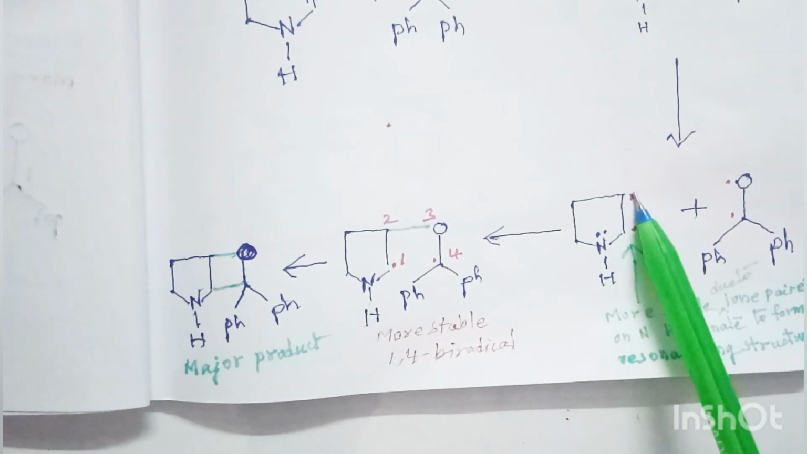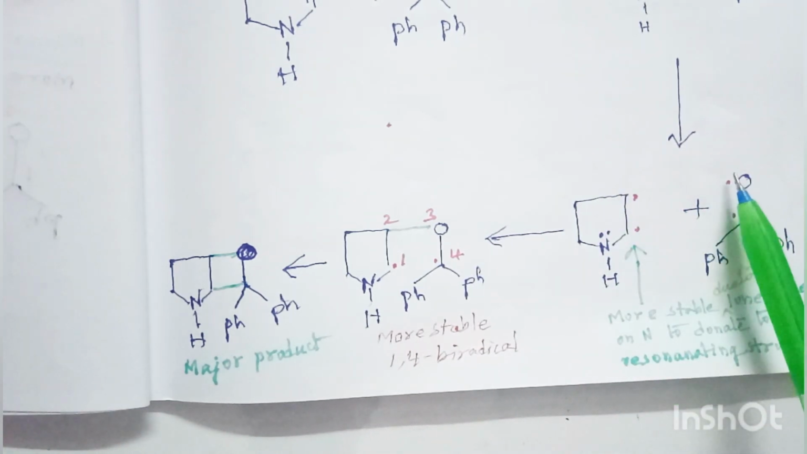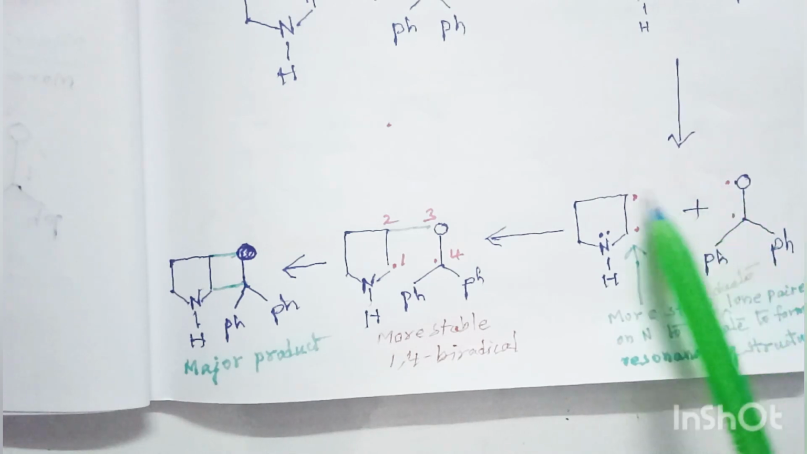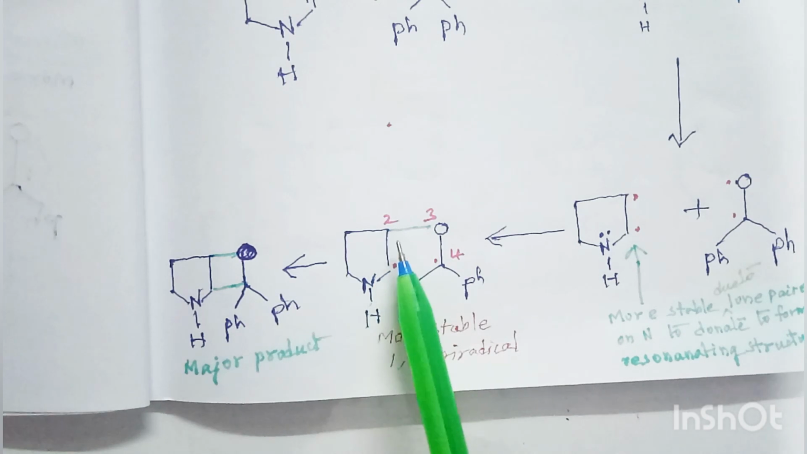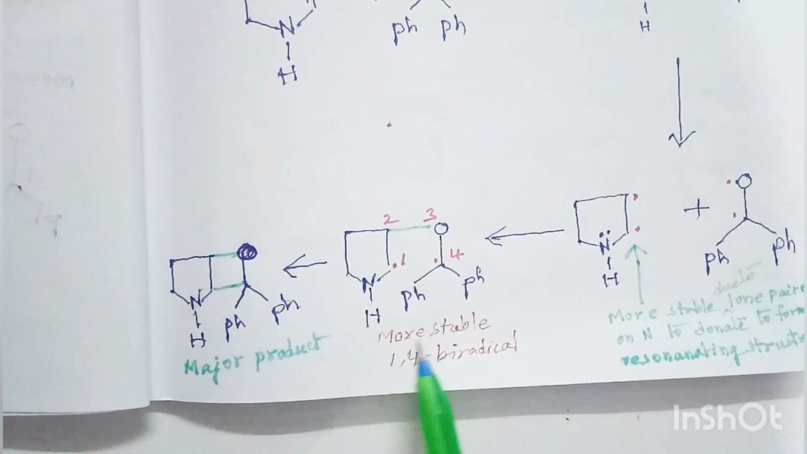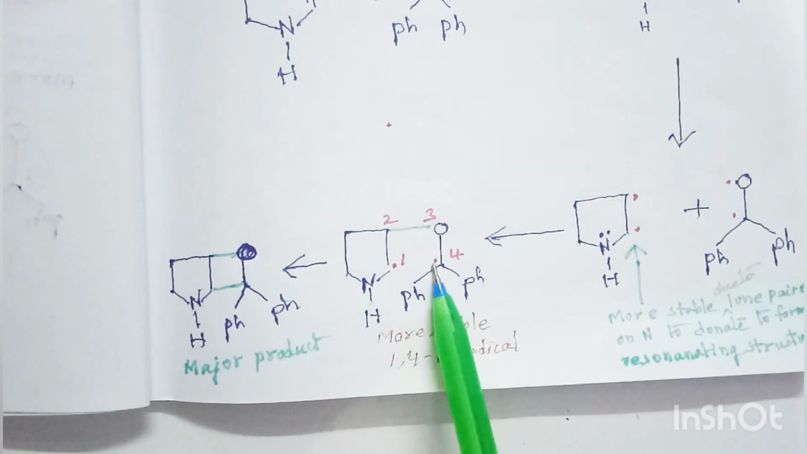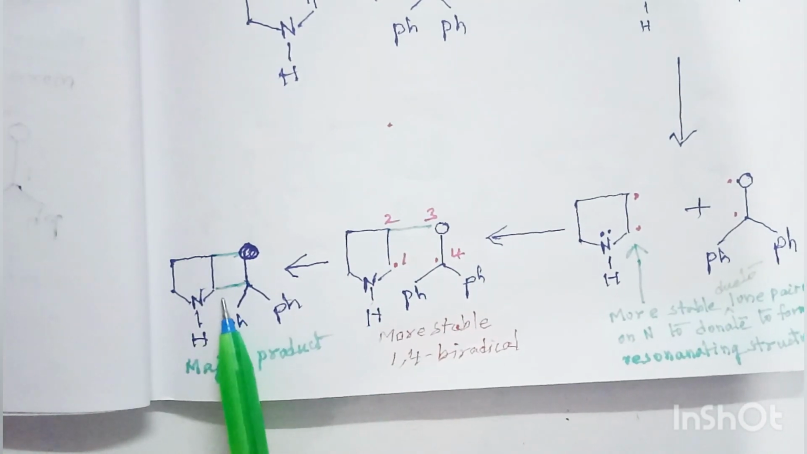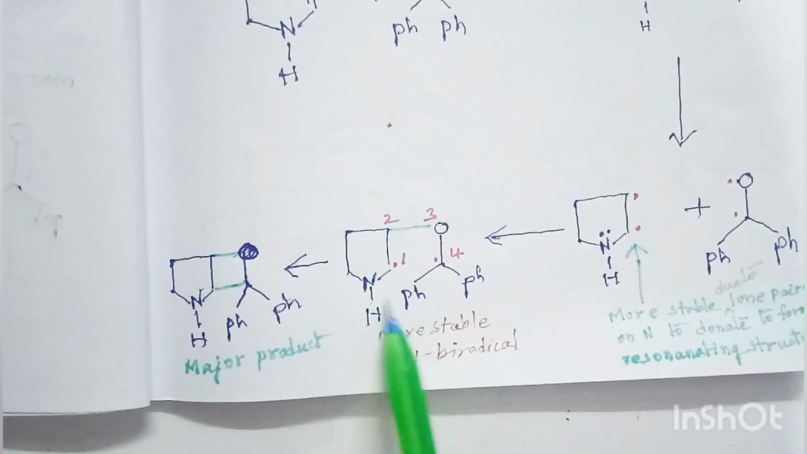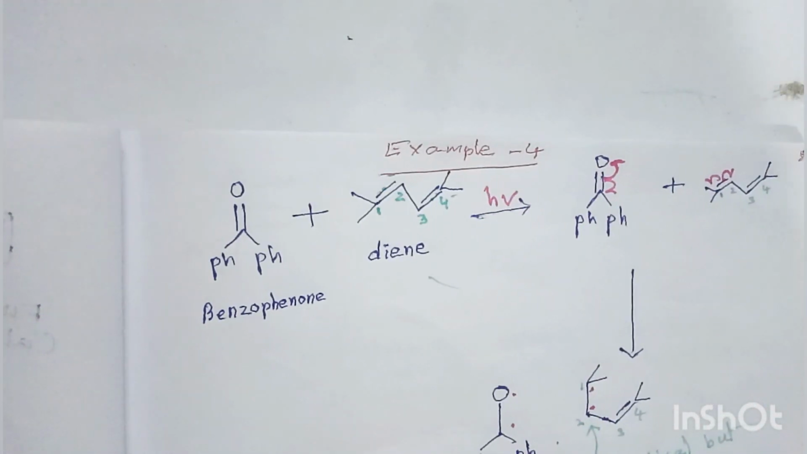So the less stable radical of this alkene and the less stable radical of oxygen will form a bond. So we get a 1,4 biradical, that is a more stable 1,4 biradical intermediate. Next, these two radicals will combine to give us a major product. So this is how we get the major product here. Let us see another example.